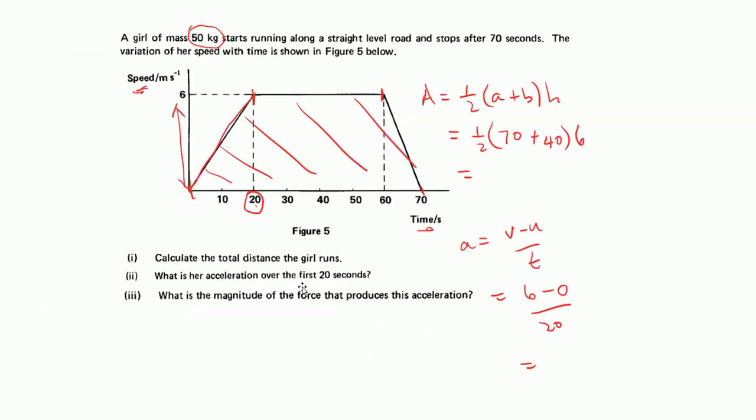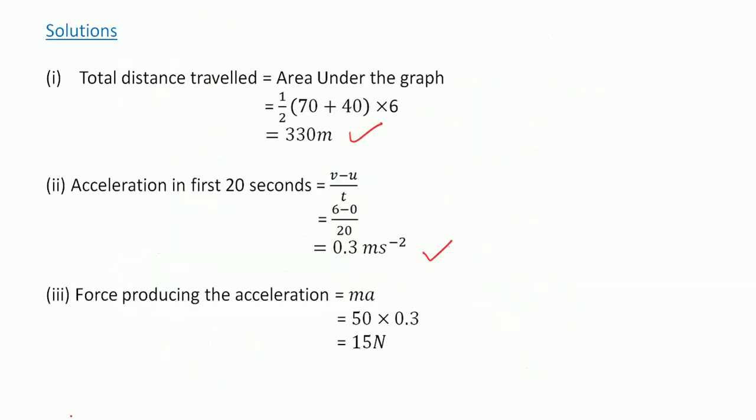And the last part of the question asks, what is the magnitude of the force that produces this acceleration? Okay, now once we are asked to find magnitude of force, we're going to be using the formula F is equal to ma, because a force is required to produce an acceleration. And we know the mass of the girl is 50, and the acceleration we are referring to is the one we worked out in part 2, which was 0.3.